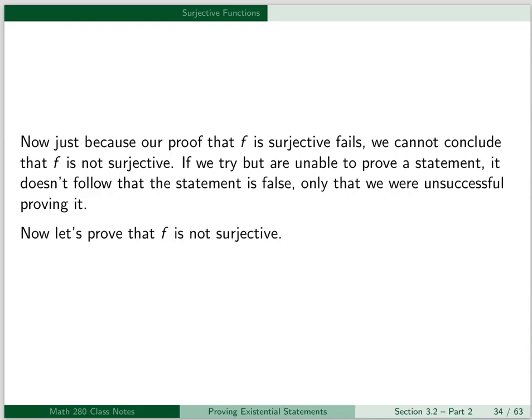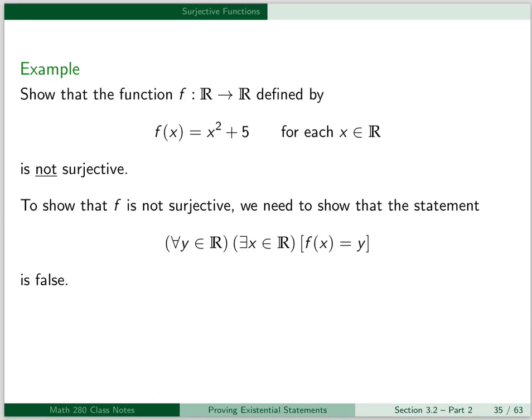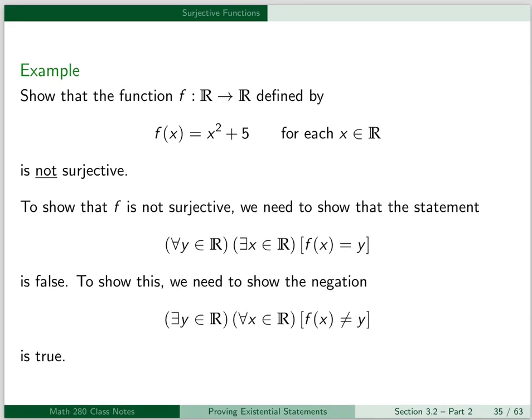Now let's prove that f is not surjective. So for this example, we want to show that the same function that we had before, f from R to R, defined by f of x equals x squared plus 5 for each x in R, is not surjective. To show that f is not surjective, we need to show that the statement, for all y in R there exists an x in R such that f of x equals y, is false. To show this, we need to show that the negation, which is there exists a y in R such that for all x in R, f of x is not equal to y, is true.